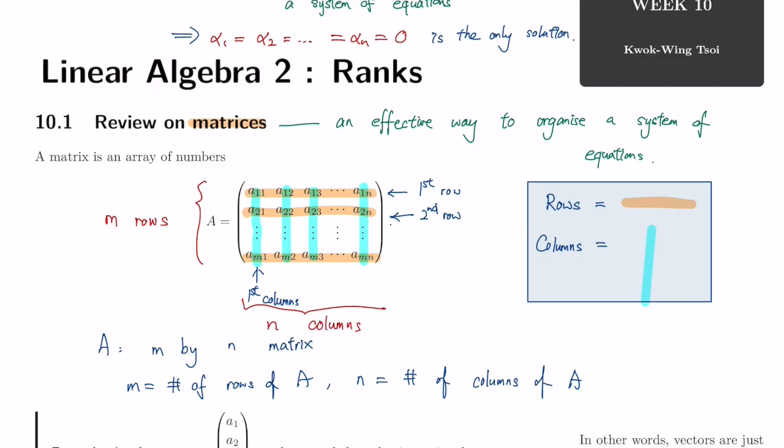So when a matrix has m rows and n columns, we call it an m by n matrix. Okay, this is important. Don't mix up the order of m and n. Be careful about this.